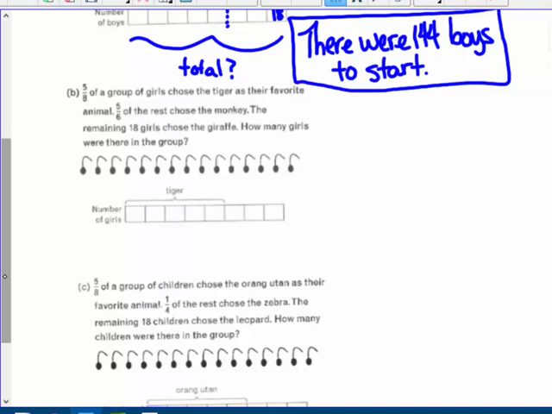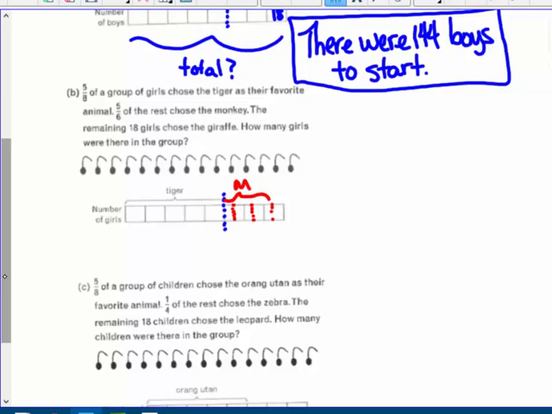5/8 of a group of girls chose the tiger as their favorite animal. So now 5 of the 8 parts are labeled tiger. 5/6, I have 3 parts left. Oh, if I cut those into 2, so I'm going to use a different color here. If I cut those in half, that's 6. 5/6 of the rest chose the monkey. 1, 2, 3, 4, 5. So only from here over. So this is the monkey.